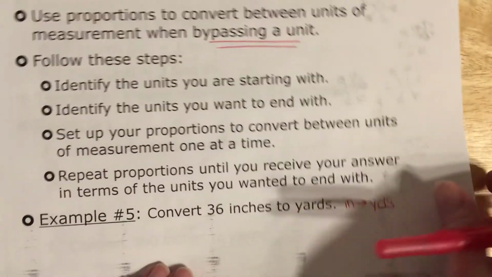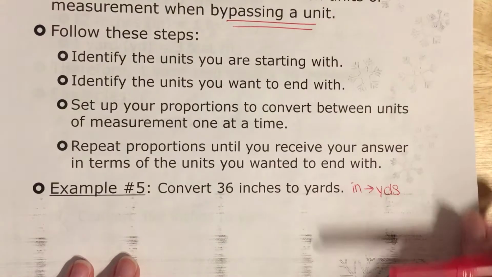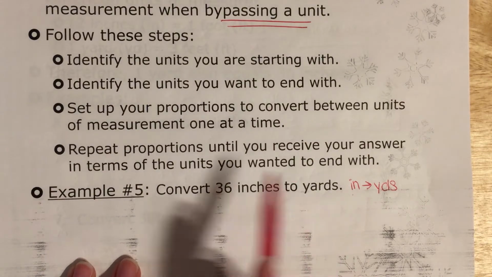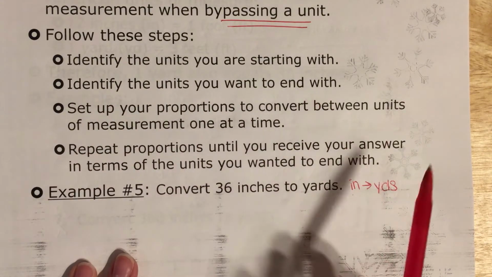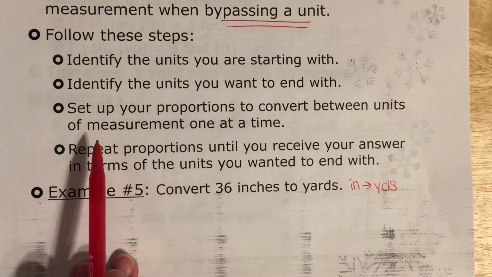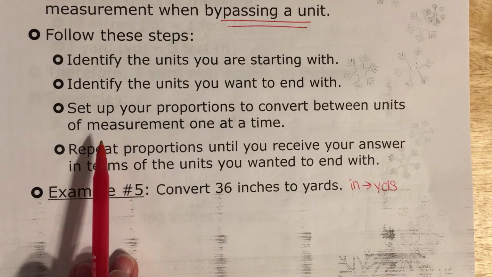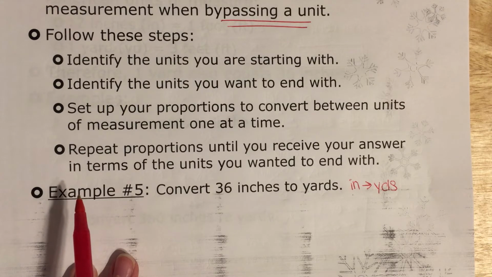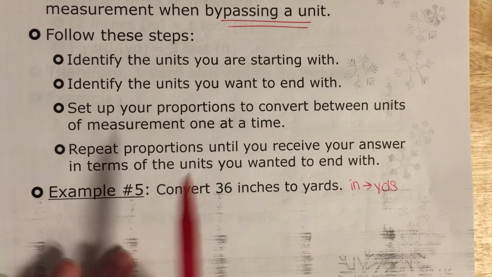So for this question, I'm going to have to follow the following steps. Identify the units you're starting with. That's inches. Identify the units you want to end with. That's yards. Set up your proportions to convert between units of measurement one at a time. Repeat proportions until you receive your answer in terms of the units you want it to end with.